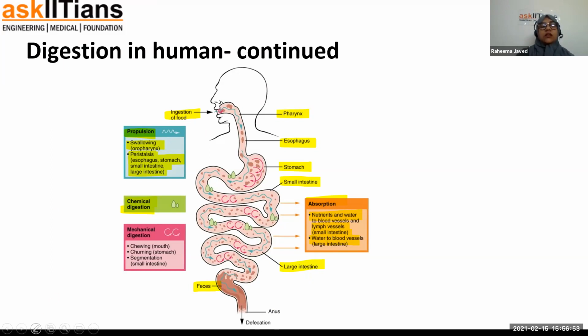Defecation is the process of egestion. So these are the steps that take place in the digestion in human beings.